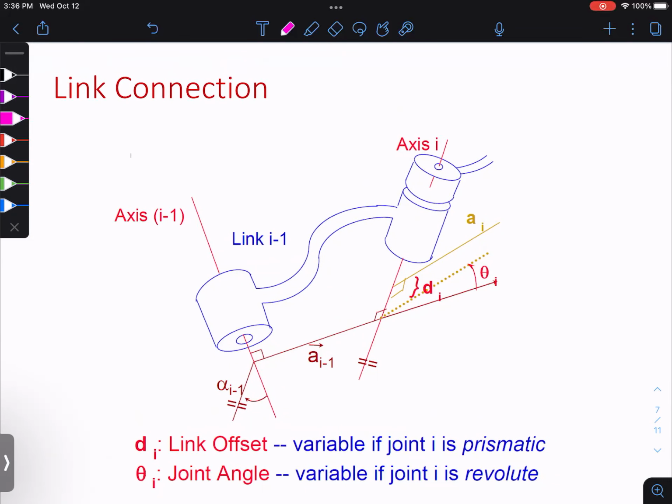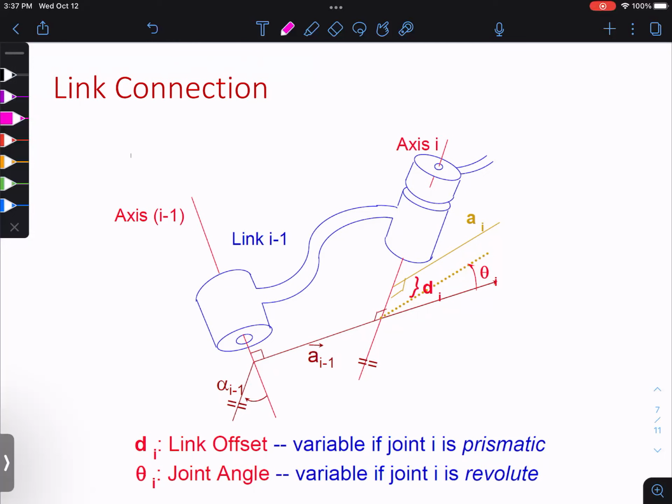The other one is d_i, the link offset. So we are not talking about joint variables yet. We're just talking about the configuration of the robot. d_i is how much the two links are offset from each other. And I'll tell you how to measure that. We have to find where the x-axes are, but they are measured and shown with d_i.